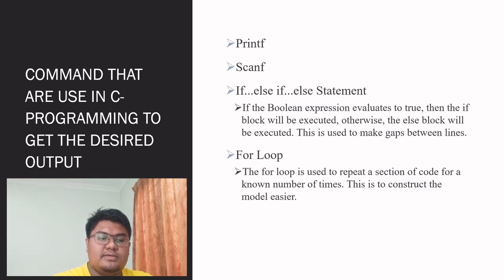If the Boolean expression evaluates to true, then the if block will be executed. Otherwise, the else block will be executed. This is used to make the gaps between the lines for our model. Next we have used the for loop command, which is used to repeat a section of code for a known number of times. This is to construct the model more easily, as we can input how many times we want, so the for loop will construct it for us.